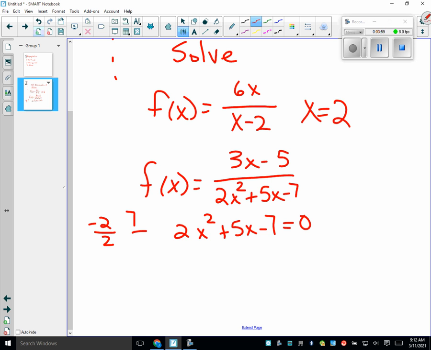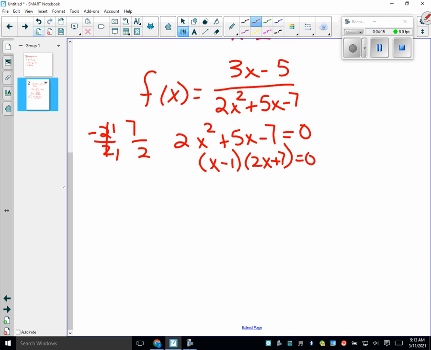What do I do with the negative 2 and 7? And reduce. Good job, Sammy. This is what you were having trouble with the other day, right? So isn't this x minus 1 and 2x plus 7? So can we have multiple asymptotes? Sure you can. So what are my asymptotes? X equals 1, x equals negative 7 halves. That's vertical asymptotes. Okay. That's good?